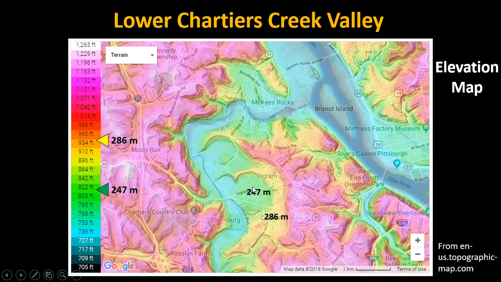Then in the lower Ingram area, clearly the Chartiers Creek cut down, formed another terrace with green elevations before it incised a little farther to the current elevations lower down. So those are the two representative elevations from those two terraces in Crafton-Ingram.